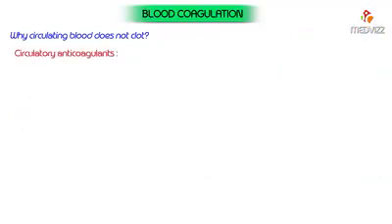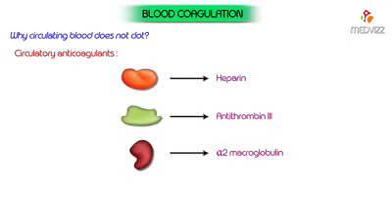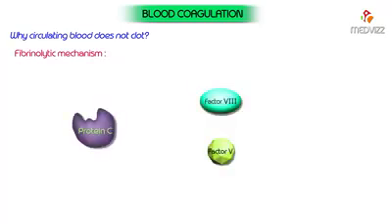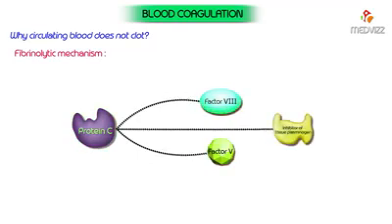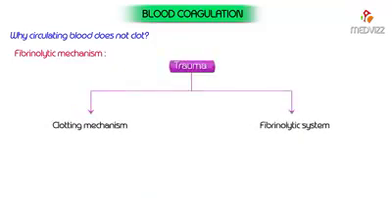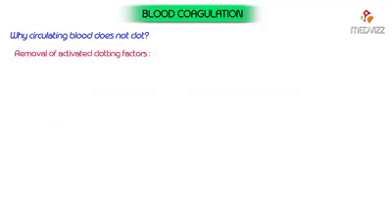Circulatory anticoagulants, or the so-called natural anticoagulants present in the blood which prevent clotting, are heparin, antithrombin 3, alpha-2 macroglobulin, and protein C. Fibrinolytic mechanism. Protein C is a naturally occurring anticoagulant which inactivates factors 5 and 8 and also inactivates an inhibitor of tissue plasminogen activator, increasing the formation of plasmin, which acts as a fibrinolytic system. Further, wherever there is trauma along with activation of the clotting mechanism, the fibrinolytic system is also activated, which prevents spread of intravascular clotting.